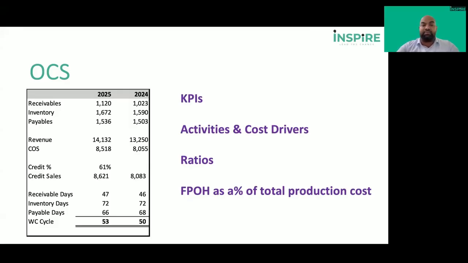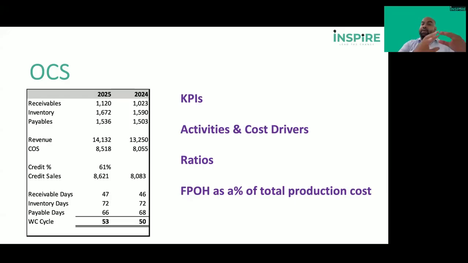Therefore, you can use 61% and multiply your revenue by that to get our credit portion and use that to calculate receivable days. So you'll get around 47 receivable days, inventory days around 72, payable days around 66, which gives you a working capital cycle of 53 days. So do that calculation.